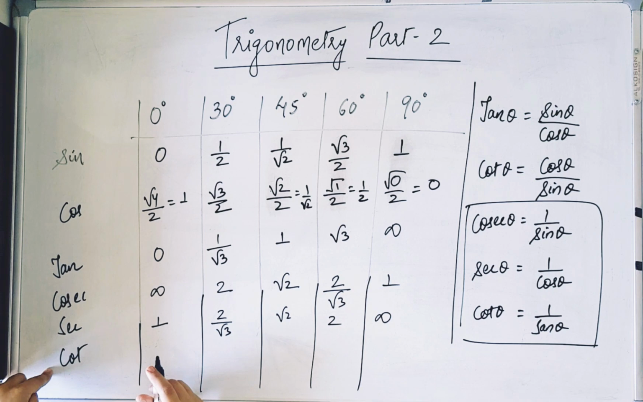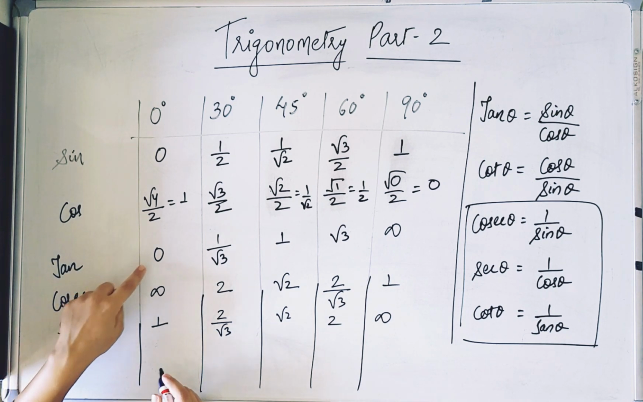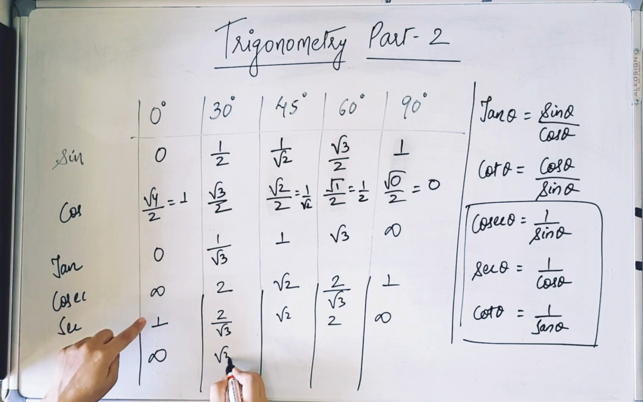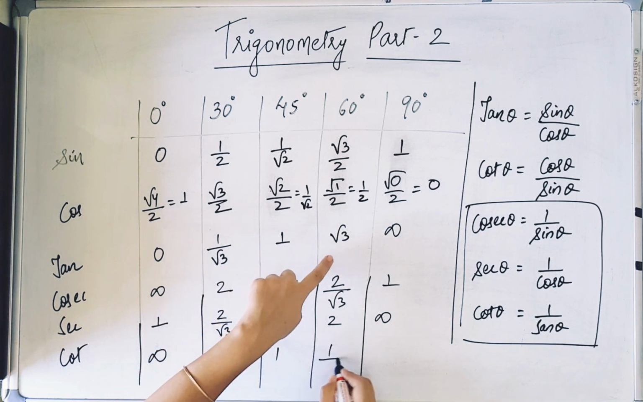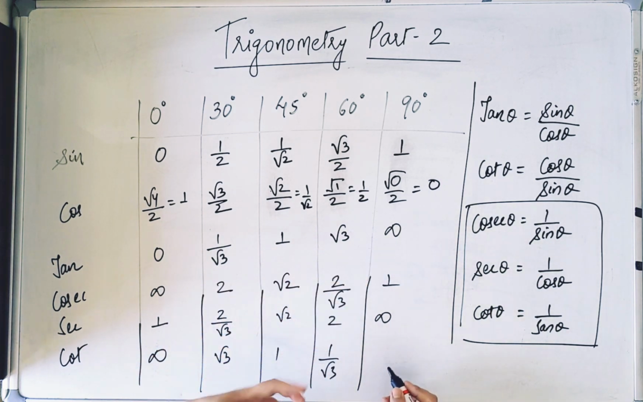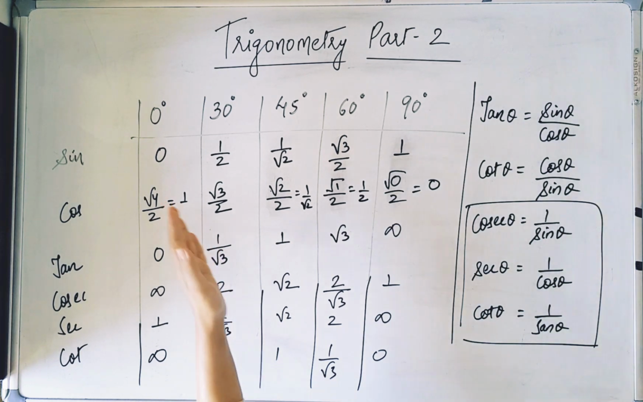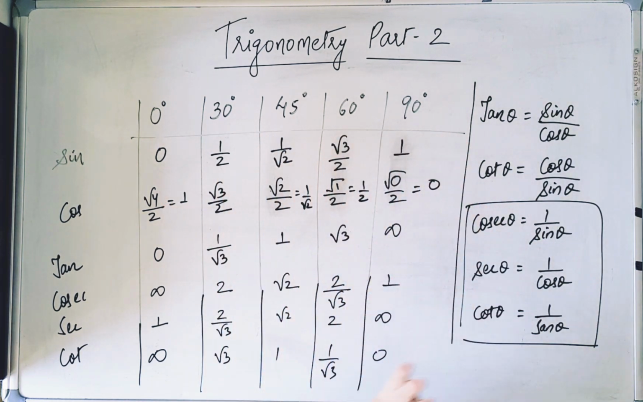The reciprocal of tan is cot, so the reciprocal of tan 0 is not defined. Then √3, 1, and this will be 1/√3, and this will become 1/infinity, which is 0. So this is how we have come to know how we can calculate trigonometric ratios of specific angles, that is 0, 30, 45, 60 and 90 degree. Now we will solve a question related to this concept.